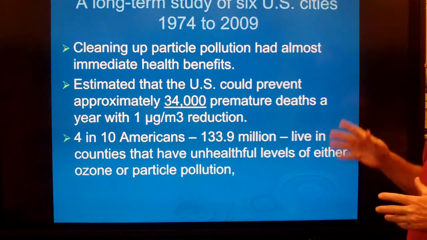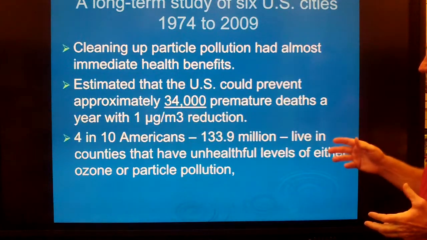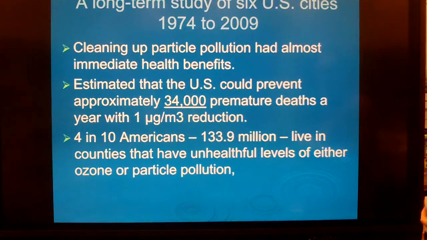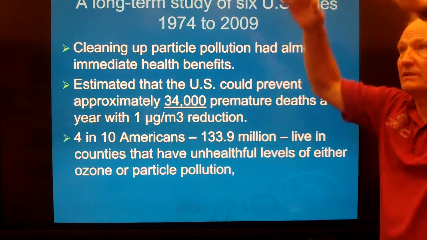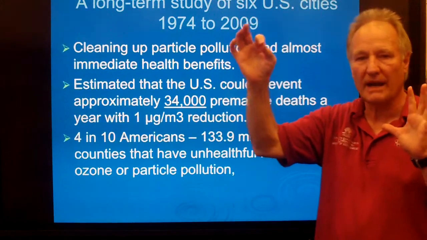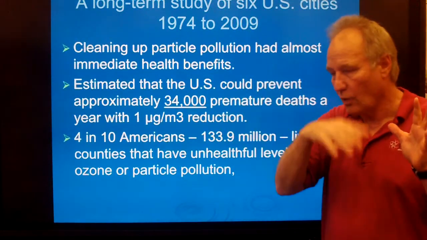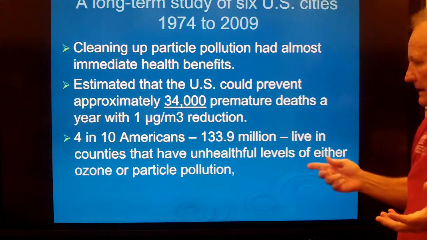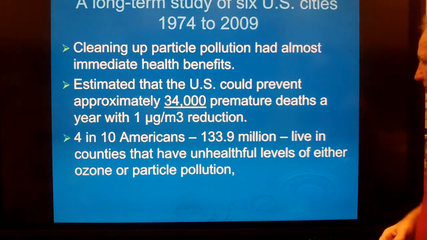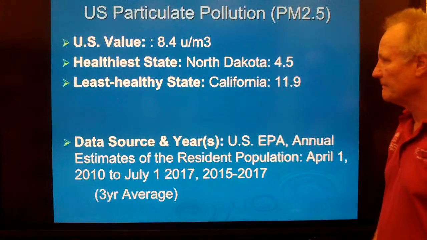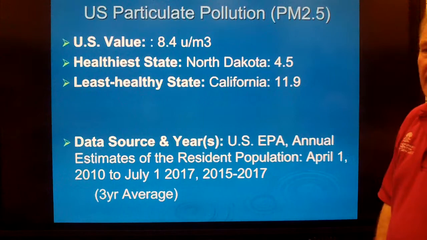A long-term study from 1974 to 2009 estimated that the U.S. could prevent 34,000 premature deaths a year with a 1 microgram per cubic meter reduction. So in other words, if we took 1 cubic meter of air and we reduced it by only 1 microgram in that whole box, we could reduce 34,000 deaths a year. Okay? 4 in 10 Americans live in counties that contain unhealthy levels of ozone or particulate pollution. The average U.S. value is about 8.4.